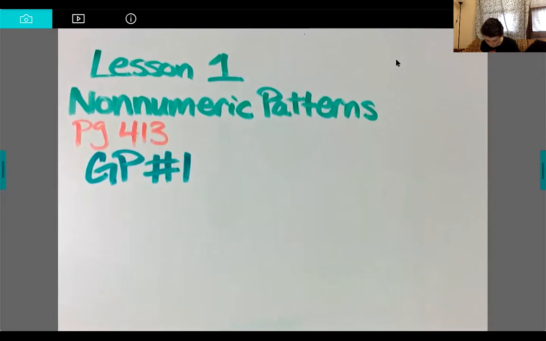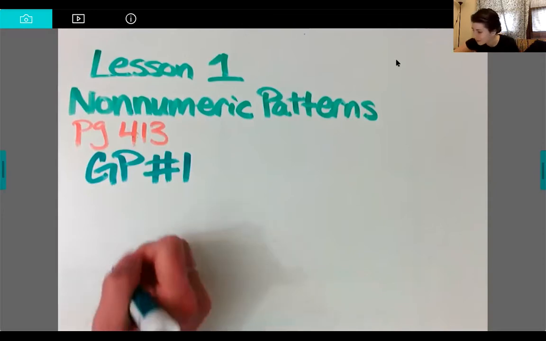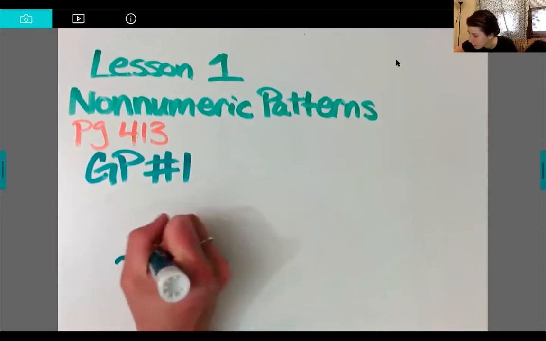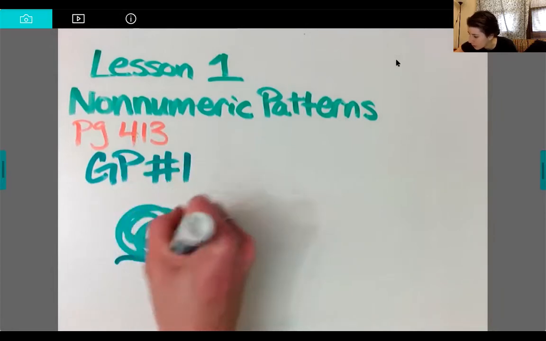Okay, so pattern 1 is an example of a pattern that's going to repeat. Each unit of the pattern is going to stay the same. This is like example 1 that we looked at. Each unit of the pattern stays the same. So let's look at guided practice. Snails.